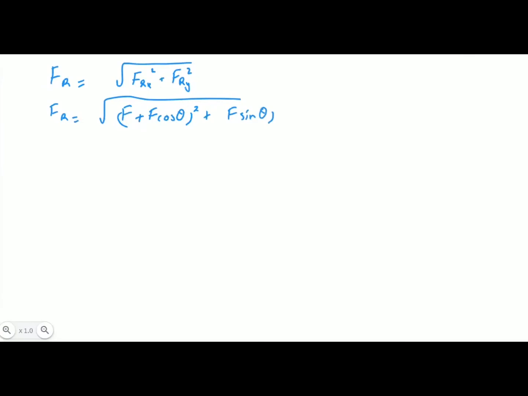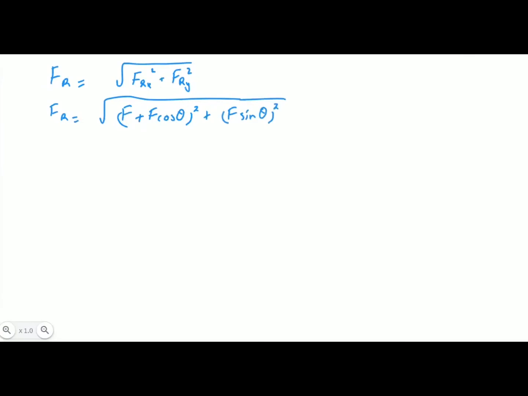Fr will be equal to the square root of Frx square plus Fry square. And if we substitute the values of these two vectors, then it will be equal to the square root of (F plus F cos theta) whole square plus (F sine theta) square, and also the magnitude of the resultant vector Fr is equal to the magnitude of any one of the vectors.